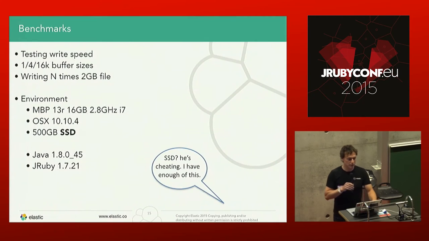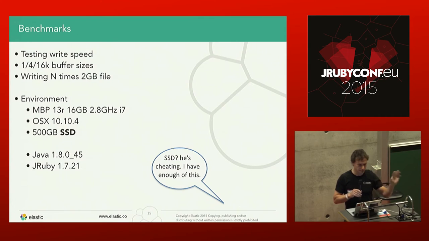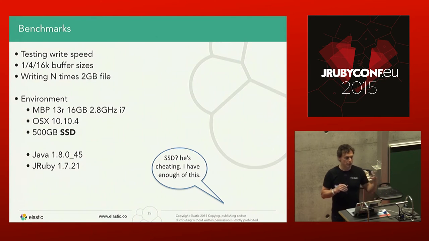Okay, basically these benchmarks are for write speed only. If we have time, we'll see the actual queuing implementation, which reads and writes, but these basic benchmarks are for write speed. We're going to use a 1, 4, and 16K buffer size. Again, these are plain string buffers. And we're going to be writing n times 2 gigabyte files. So the n times depends on the test. I just wanted to make sure that it takes long enough to get results that are in the few second range.